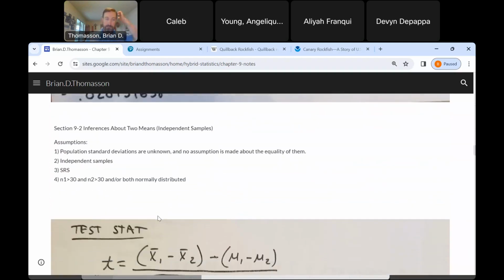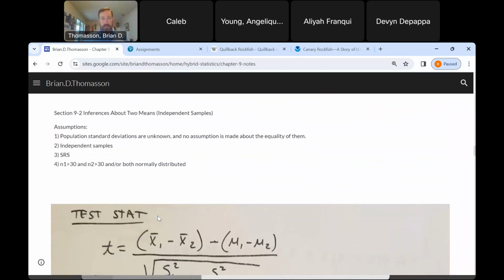Okay. All right. Next thing is inference about two means. Same idea, but now we have two means: the mean SAT score for males and the mean SAT score for females. Are those the same? So the same idea. Are we looking at two different samples? Are those the same or are they different? But instead of proportions, we're just looking at means.